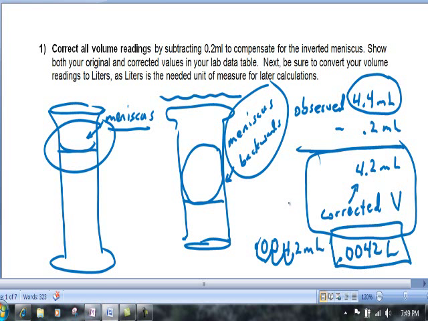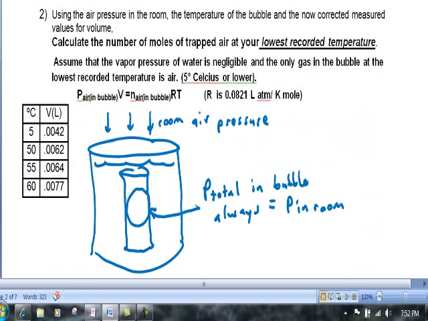Correcting the volume by subtracting 0.2 milliliters needs to be done for each bubble volume reading in the lab, and then convert each volume reading to liters so it's ready to be used for the PV equals nRT calculations. The next lab calculation involves using the air pressure in the room, the temperature of the bubble, and the corrected measured volumes to find the moles of air that are inside the bubble trapped in the graduated cylinder.